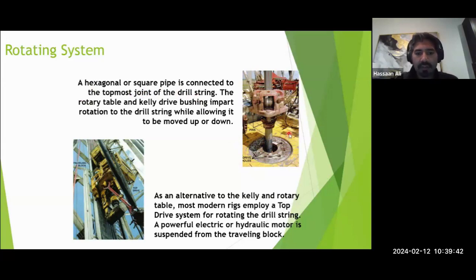Then as the systems advanced, now we have what we call a top drive system, in which this has been eliminated, and you have a very powerful electric and hydraulic motor, which is suspended from the traveling block. That means it's up in the derrick. And that is an alternative to Kelly and rotary table. Most modern rigs actually apply a top drive.